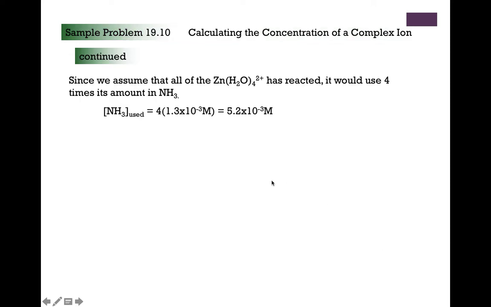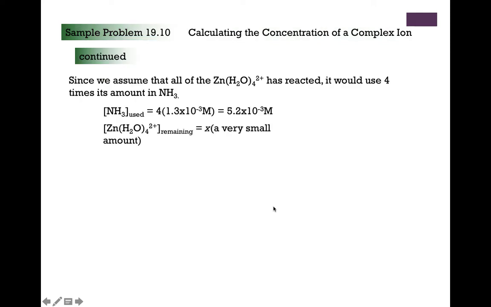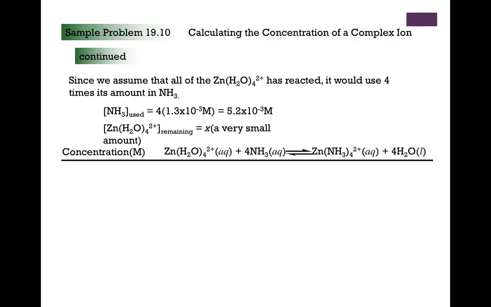From there, we can assume that all of it has reacted. So we'd use 4 times the amount of ammonia. Sorry, let me go back to the balanced equation here. Based upon our complex, we're going from our 4 water molecules to 4 ammonia molecules. So our balanced equation would look something like this. We know we used this much of our ammonia based upon our balanced equation. We can then go in and start to plug in some of our values.